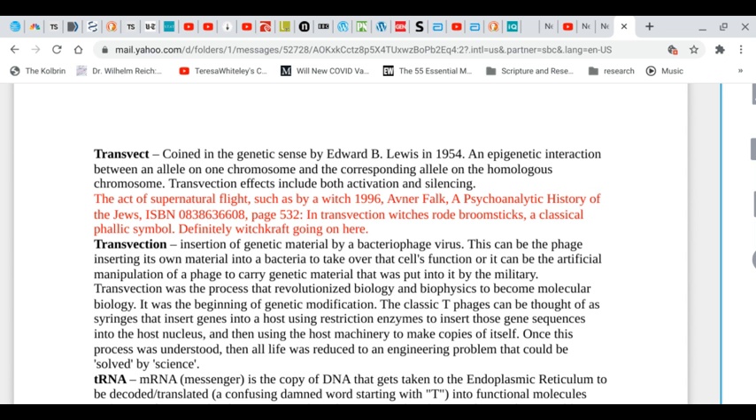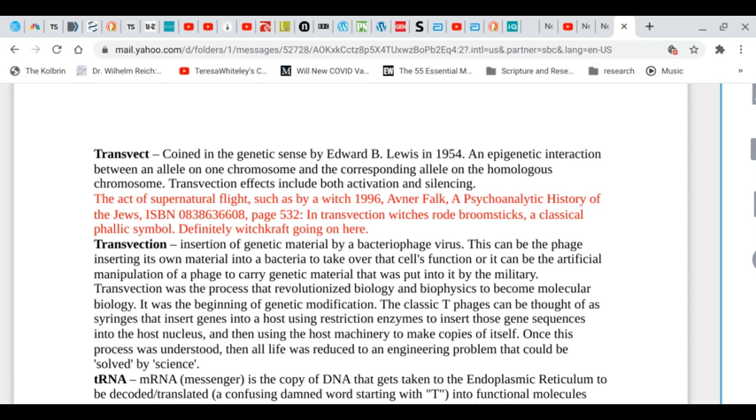Transfection: insertion of genetic material by a bacteriophage virus. This can be the phage inserting its own material into the bacteria to take over that cell's function, or it can be the artificial manipulation of a phage to carry genetic material that was put into it by the military. Transfection was the process that revolutionized biology and biophysics to become molecular biology. It was the beginning of genetic modification. The classic T phages can be thought of as syringes that insert genes into a host, using restriction enzymes to insert those gene sequences into the host nucleus, and then using the host machinery to make copies of itself.